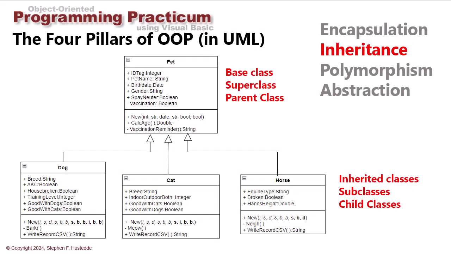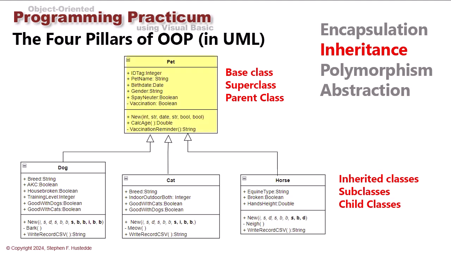Oftentimes we have multiple classes in a project, and sometimes those classes are related through a process called inheritance. Let's take that pet class we just looked at, and we're going to call that our base class, or some refer to as our superclass or parent class, and then we're going to create inherited classes, also referred to as subclasses or child classes. Those inherited classes further implement the base class. For example, here I have a dog class, a cat class, and a horse class, and there may be properties and methods that each of those subclasses have that are not necessarily consistent through all the subclasses and could thereby be put in the base class.